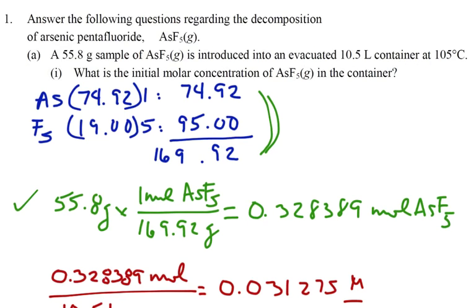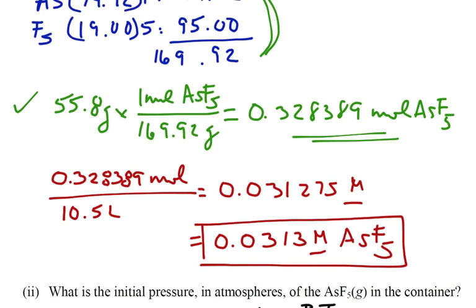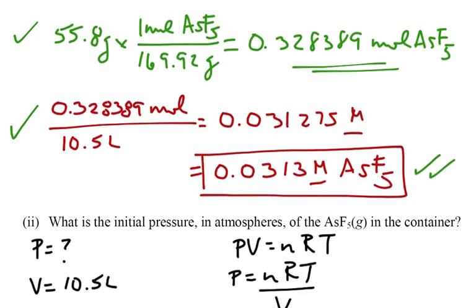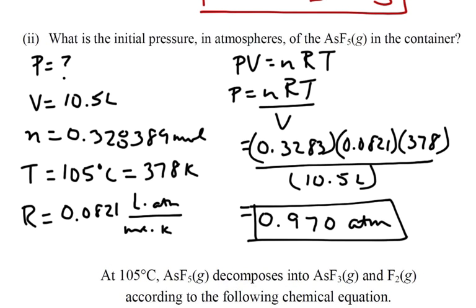Now if we know the grams, you can find out how many moles of arsenic pentafluoride there is. Now the actual problem, however, is not the number of moles, it's the molar concentration. So we take the moles divided by the liters, and we get our first answer, which is the molar concentration of AsF5. So far so good.